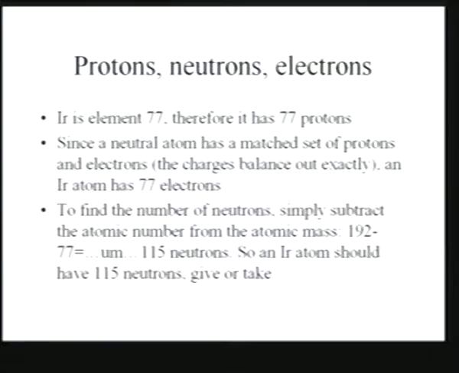Right? So an iridium atom should have 115 neutrons. A typical iridium atom. Some will have more or less because they're isotopes. But they're rarer.